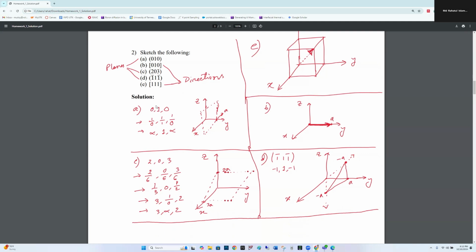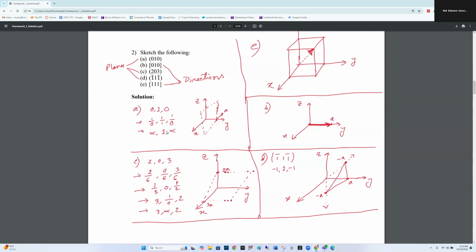So at first, 0, 1, 0. If you invert 0, you will get infinity. If you invert 1, you will get 1. And if you invert 0, then you will again get infinity. So infinity, what does infinity mean? I already explained in the first problem that infinity means the plane will not intercept this particular axis. In this case, it's the x-axis. So the plane is not intercepting the x-axis. You have to draw it parallel to the x-axis actually.